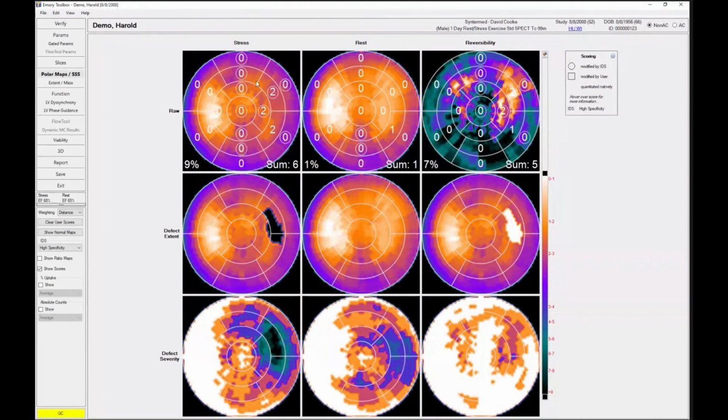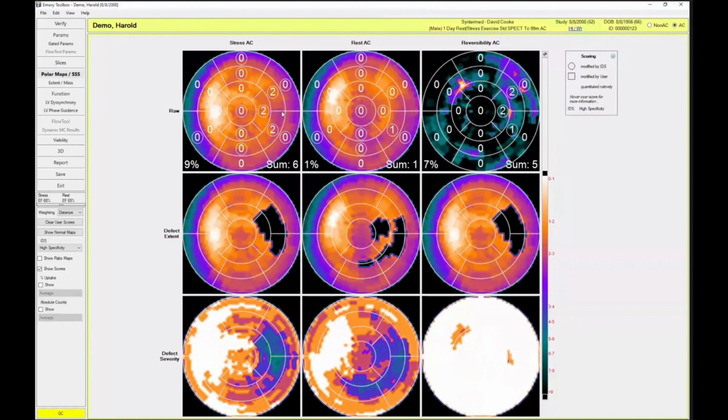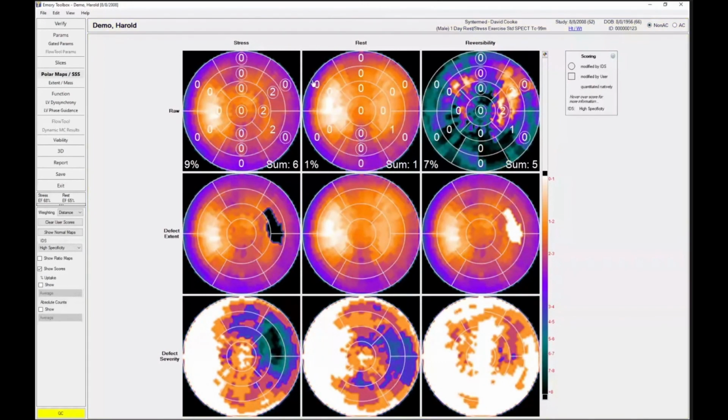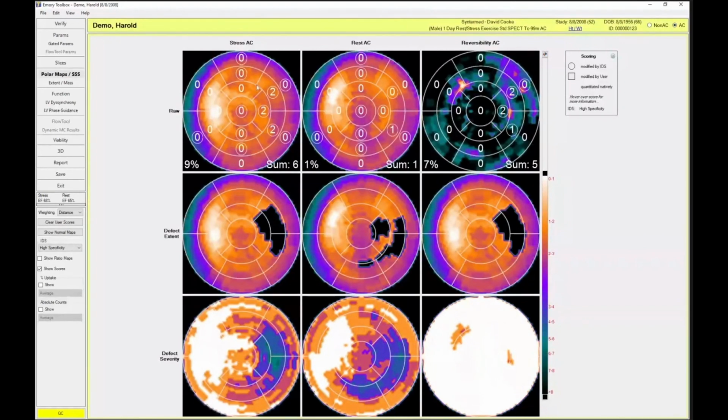More interesting is here in the lateral wall, you can see that it was originally a 4 and changed to a 2. And so the question hopefully is, well, how did the system know to change the scores? And the way the system knew to change the scores is because it's looking at both the non-AC images as well as the AC images. So you can see in this segment, there's quite a bit more activity than there is from non-AC, and enough that the system brought that score from a 4 to a 2, very much like a physician does.